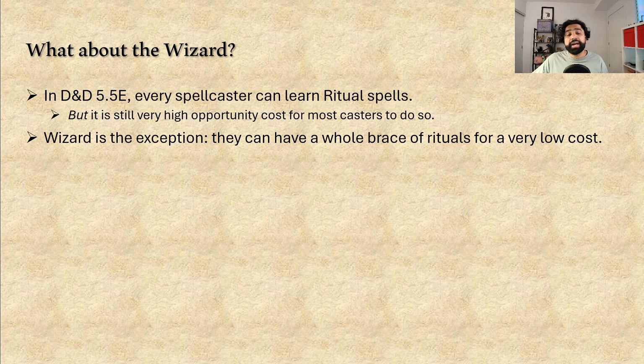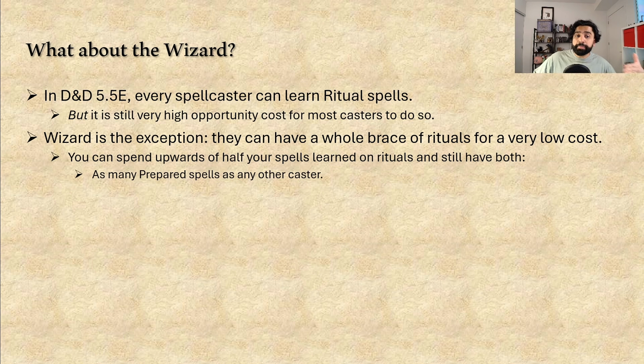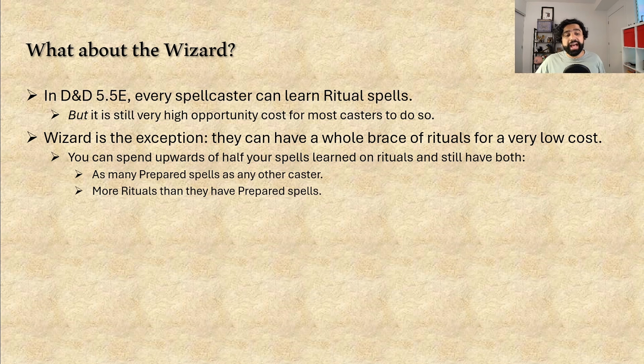The wizard is the one and only exception. They are allowed to have a whole brace of rituals for the very low cost of having it in your spellbook without preparing it every single day. In fact, you can spend half or more of your spells learned as you keep leveling up on rituals and still have as many prepared spells as any other caster. Even a sorcerer with a full list of subclass spells will have only about as many spells as you do prepared, and you will have more rituals than those casters have prepared spells.